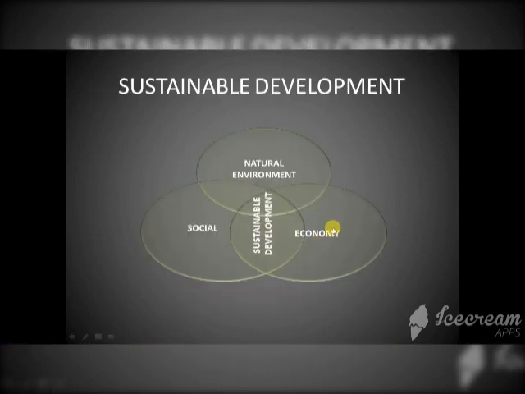Then comes the very important topic, sustainable development. Now, what is sustainable development? Sustainable development is such a development where the present generation uses the resources in such a way that the resources of the present can be used by future generations also. So here you have to refer that the natural environment, society and the economy interact together for sustainable development.